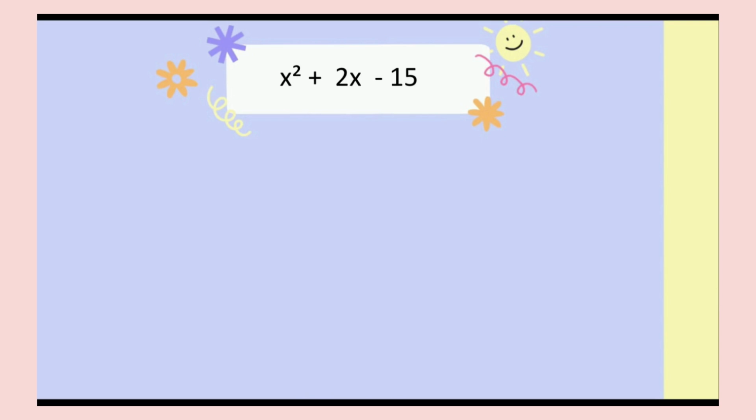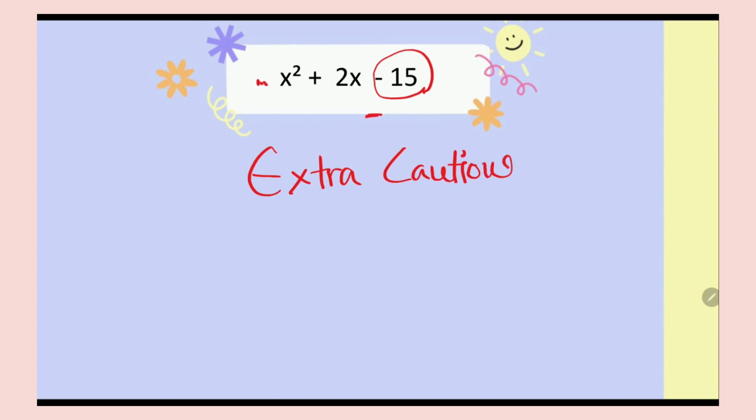All right, this is x squared plus 2x minus 15. This sum has something different from the previous one. Obviously, it doesn't have a coefficient in front, but see, the third term is a negative term. So notice whenever you get a negative in algebra, you have to be extra cautious, because a negative can cause a lot of mistakes if you are not being cautious.